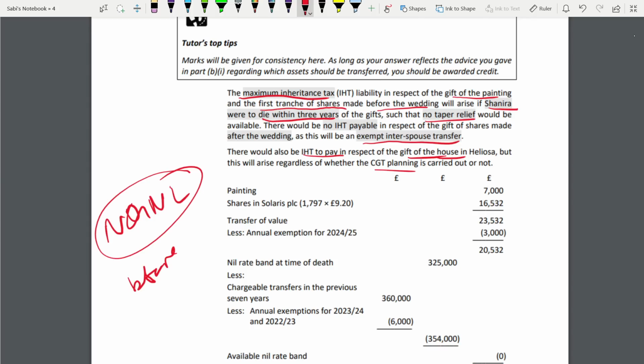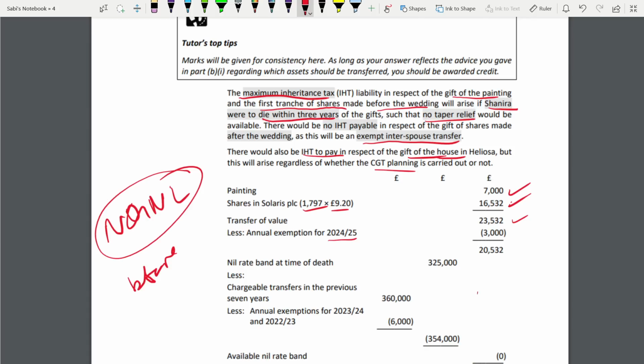So now, first is painting 7,000. Now, how many shares? 1797. What is the market price? 9.29. So this is the total number of shares. So this is the transfer of value, annual exempt amount. We are only taking 24.25.